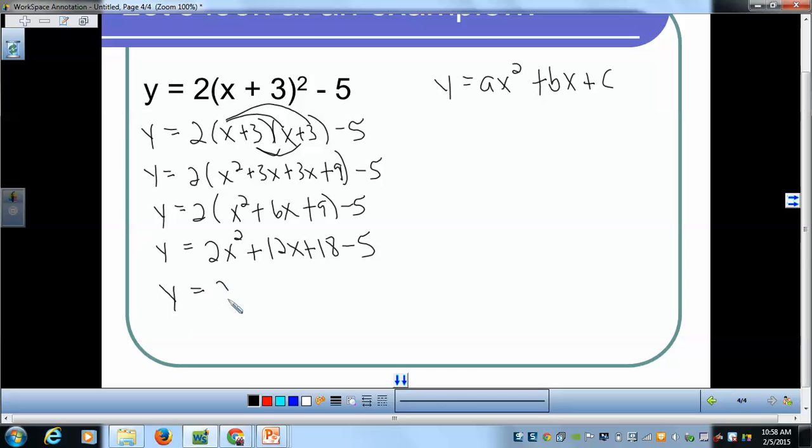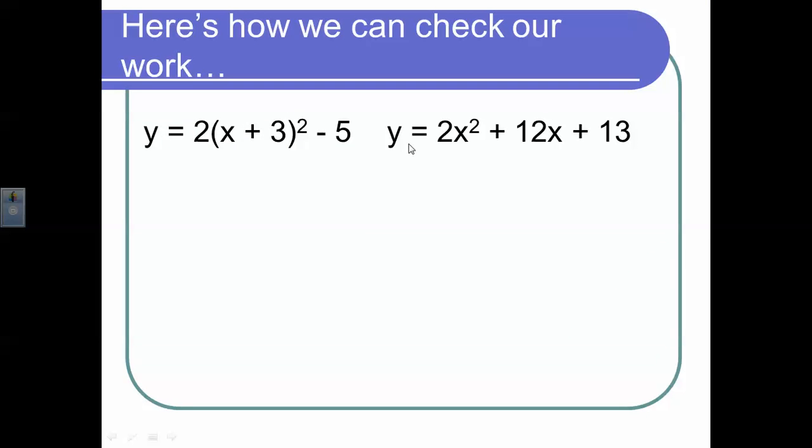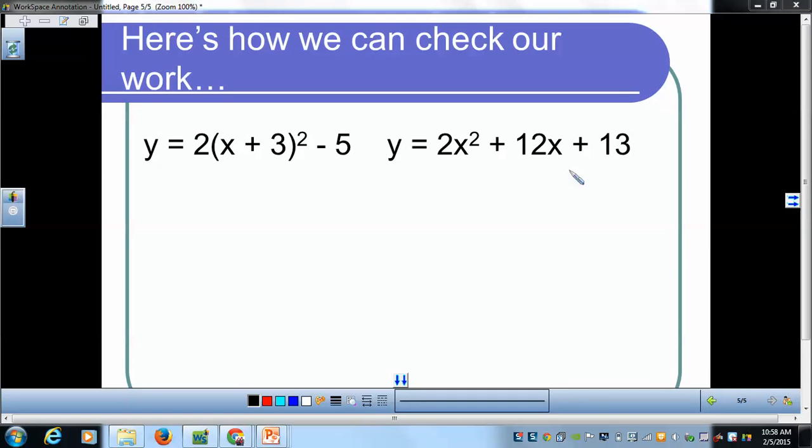We have 2 constant terms, so 2x squared plus 12x, and then we have a positive 13. All right, so we have now converted from vertex form to standard form. Now, once again, how do I know if I'm correct? We have our standard form, which we just solved for, and we have our vertex form.